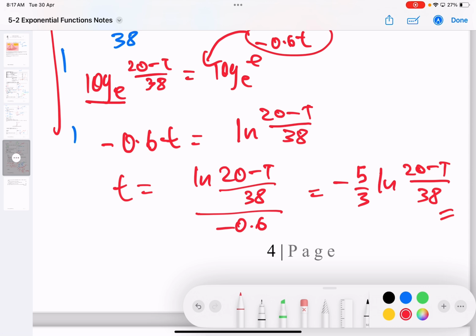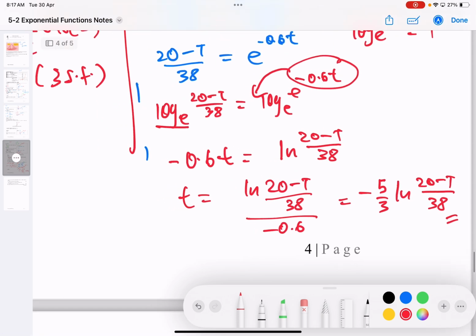And this property is very important. If you do not know this property, you're going to find that it's going to be very difficult to solve some of the problems. Okay, let me show you some examples.